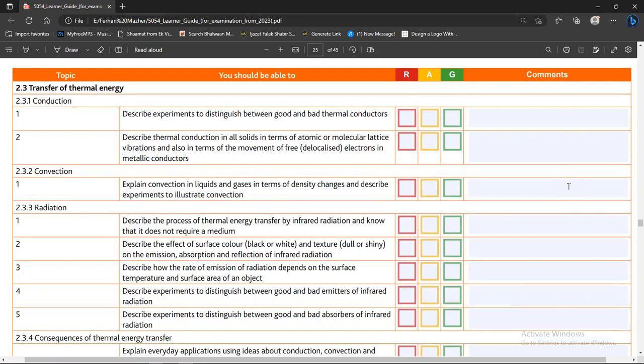Describe the process of thermal energy transfer by infrared radiation and know that it does not require a medium. Describe the effect of surface color, black or white, and texture, dull or shiny, on the emission, absorption, and reflection of infrared radiation. Describe how the rate of emission of radiation depends on the surface temperature and surface area of an object. Describe experiments to distinguish between good and bad emitters of infrared radiation. Describe experiments to distinguish between good and bad absorbers of infrared radiation.